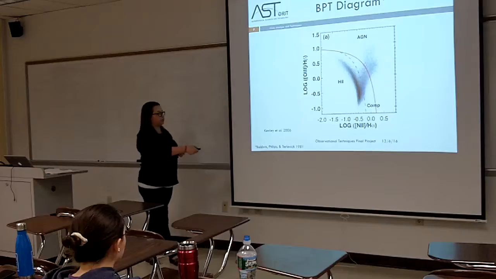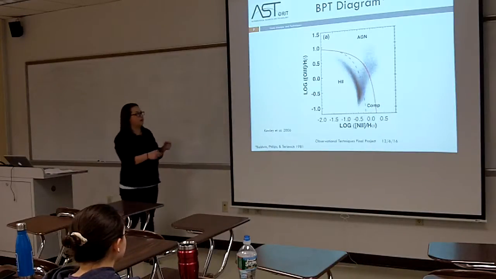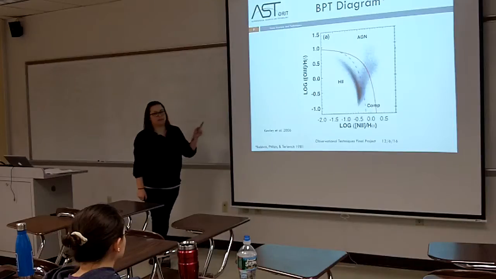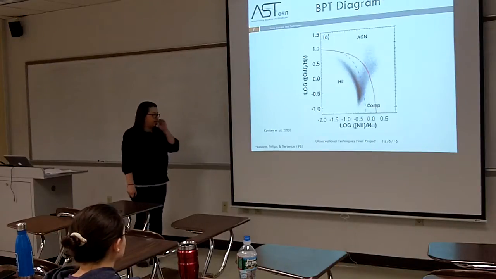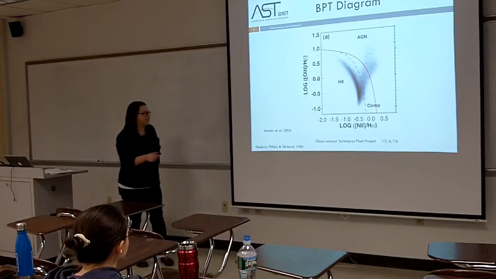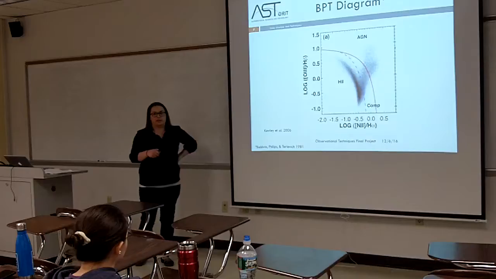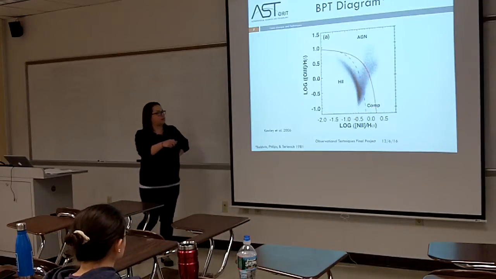So what you see here is that on the x-axis we have N2 to H alpha, and on the y-axis we have O3 to H beta, and what is plotted here is 100,000 galaxies. Just note that H2 is a proxy for star formation, so think of that as star formation.